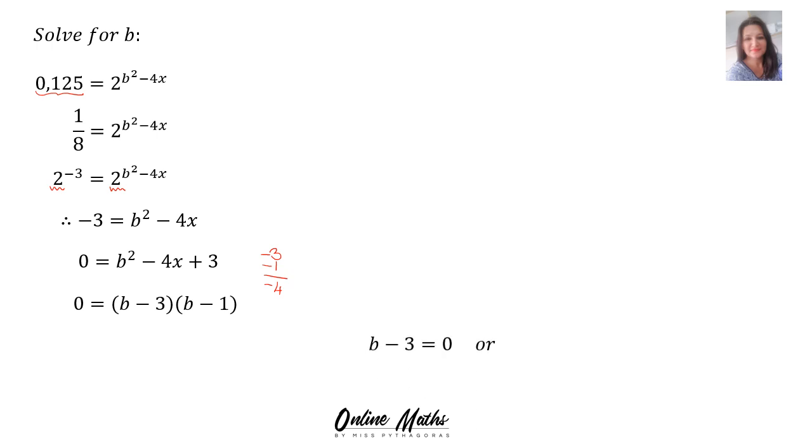Let's solve b. b minus 3 is 0, or b minus 1 is 0. And then b is equal to 3, or b is equal to 1.